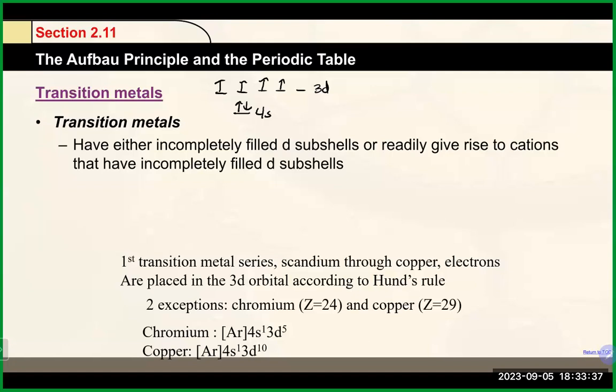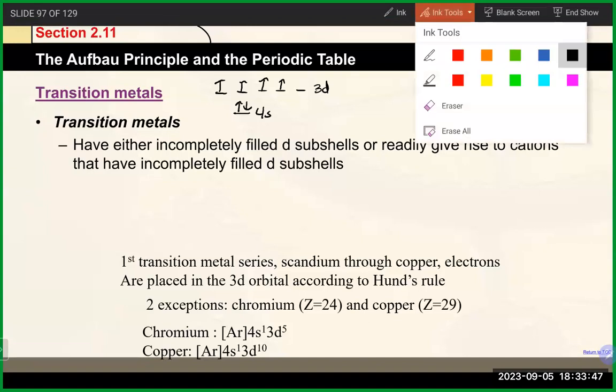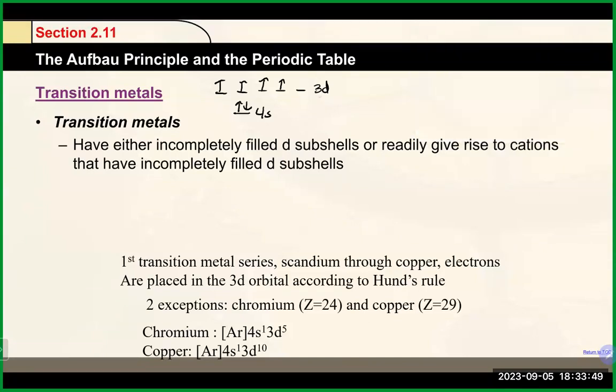In fact, what actually happens when we start to fill the d orbitals is that once you start putting electrons into the d orbitals, there's a switch in energy that occurs. As you fill the d orbitals, the s orbitals actually become higher in energy.